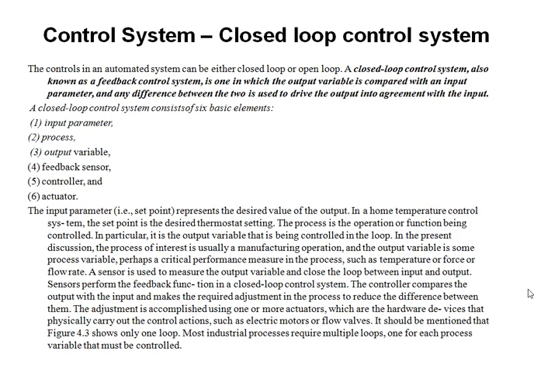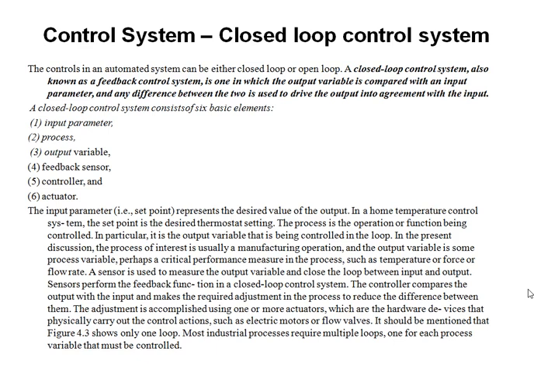There are two types of control system: open loop control system and closed loop control system. A closed loop control system is also known as a feedback control system. Here the output variable is compared with the input parameter, and any difference between the two is used to drive the output into agreement with the input. What are the basic elements in the closed loop? Input parameter, process, output variable, feedback sensor, controller and actuator.